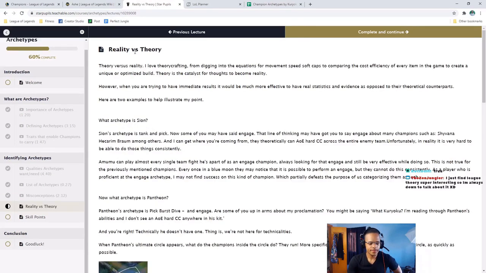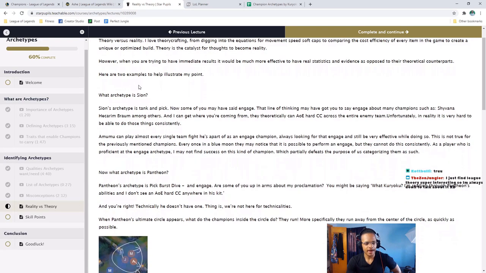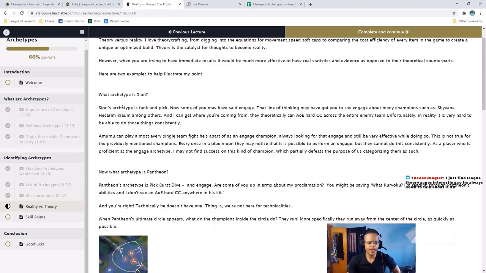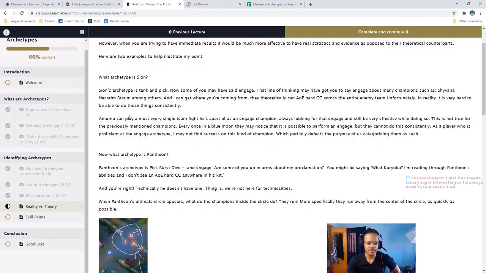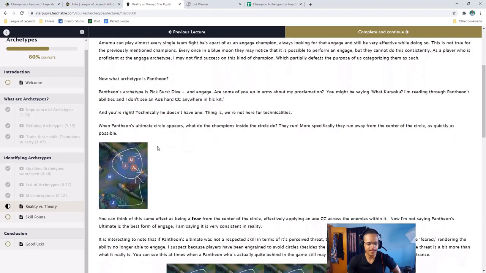All right, so the next topic to talk about is reality versus theory. I had previously already mentioned Sion as an example of, while in theory he can engage, in reality he is not reliable enough. That's what, again, reliable is almost always the most important term when we're talking about this.